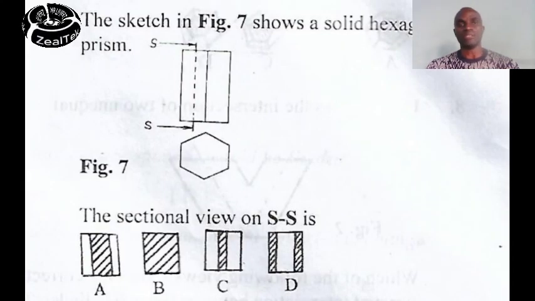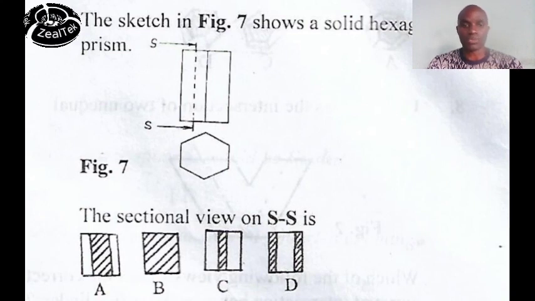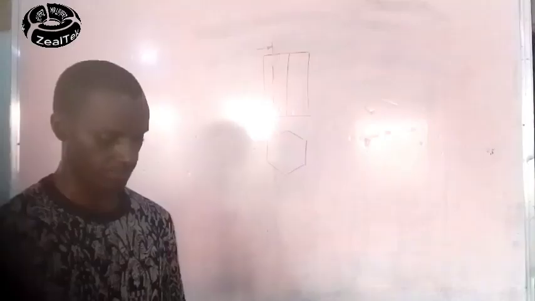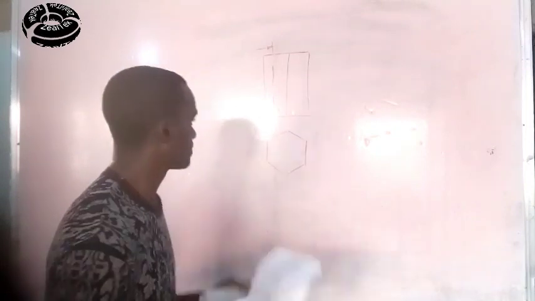Question number 23. The sketch in figure 7 shows a solid hexagonal prism. It was cut through. So the sectional view on SS is what? The correct answer here is illustrated by the video that comes after now. The answer is A. How do we get it?